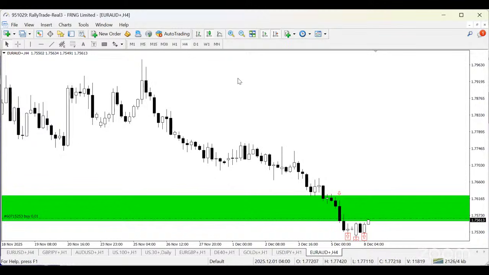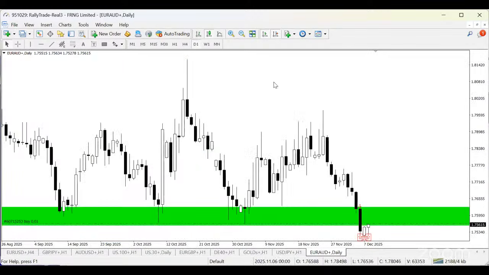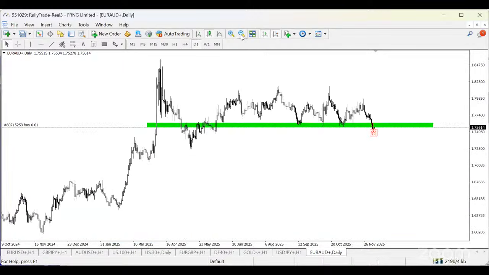Now, I've already executed a buy, banking on the fact that the price might just do a little bit of retracement because the trend is down, really. Even on the D1, the trend is actually down, all right? So you might want to be looking to sell Euro AUD on the H4 and of course on the D1.